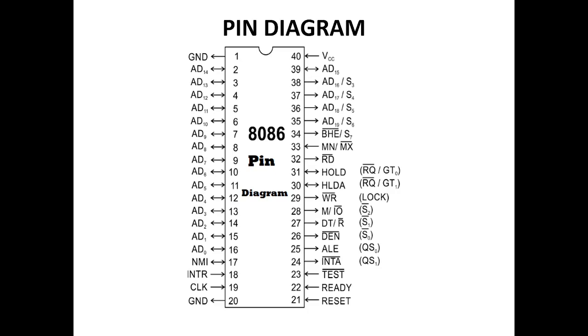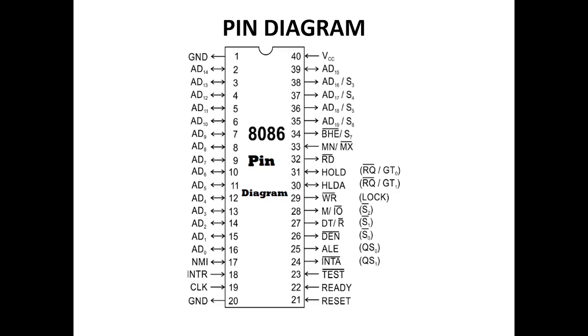Next, interrupt request, it is a level triggered maskable interrupt request. A subroutine is vectored via an interrupt vector lookup table located in system memory. The TEST input is examined by the WAIT instruction. If the test input is low, execution continues, otherwise the processor waits in the idle state.